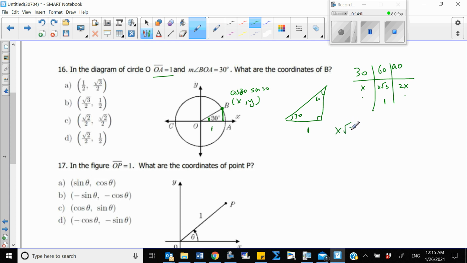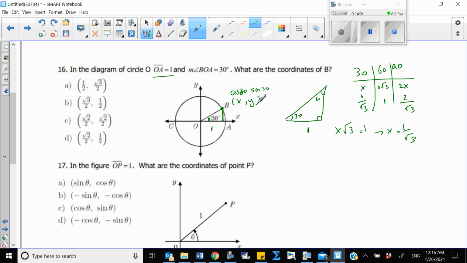If x root 3 is equal to 1, then x will be 1 over root 3. So this one is 1 over root 3. And the other side is just 2 times x, so it's 2 times 1 over radical 3, which is like this.